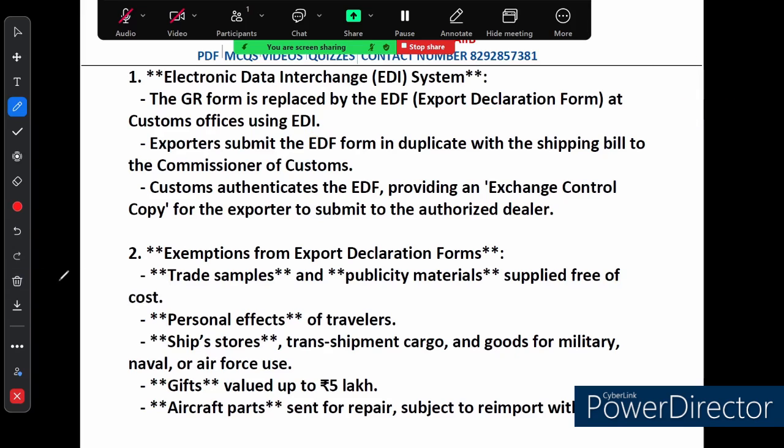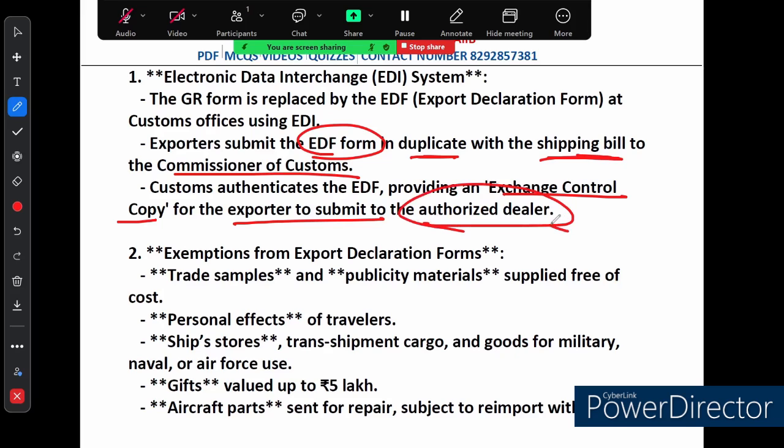First things first, when you are ready to export, you submit the EDF form in duplicate along with your shipping bill to the commissioner of customs. The customs office checks and verifies your details and gives you an authenticated exchange control copy of the EDF. This copy is super important. You need to submit this copy, called the exchange control copy, to your authorized dealer, that is your bank, for foreign exchange purposes.